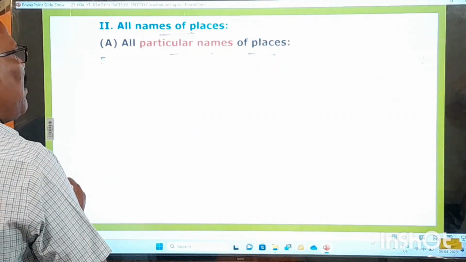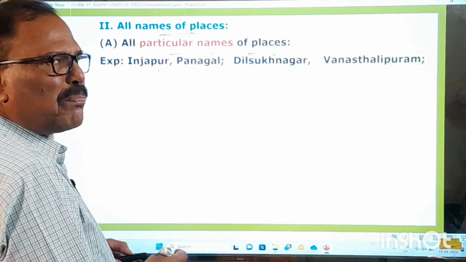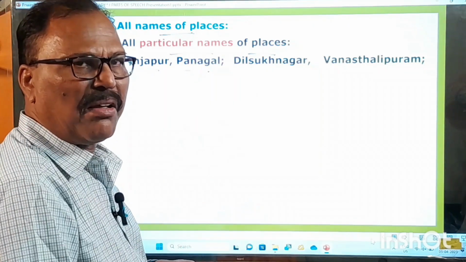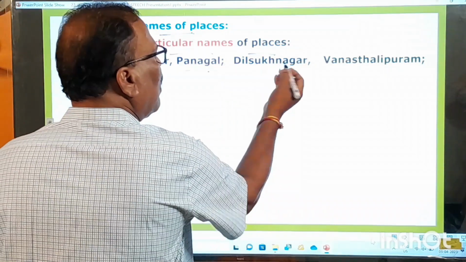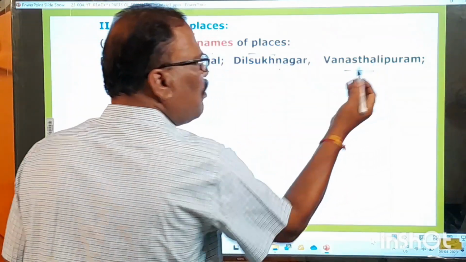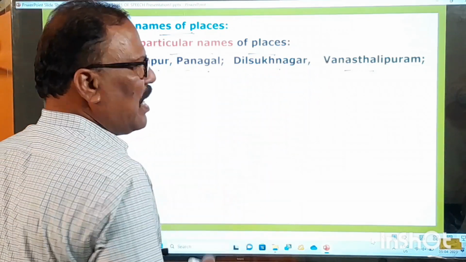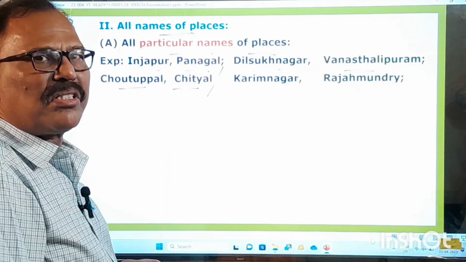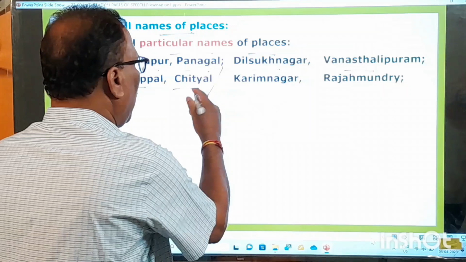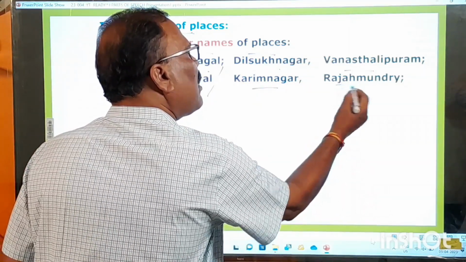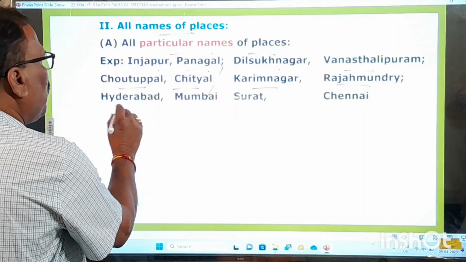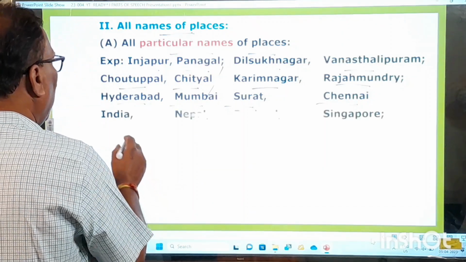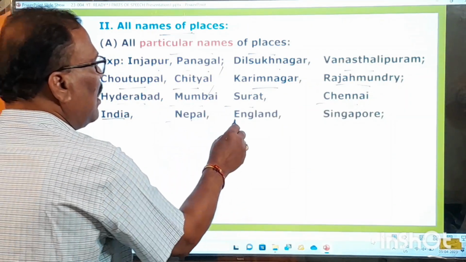What are the particular names of places? You see, Injapur is a small village near Hyderabad. Panagal is a small village near Nalgonda, my native district. Dilsukhnagar and Vanasthalipuram are two streets in Hyderabad. Chautupal and Chityal are two small towns in the Nalgonda region, near Hyderabad. Karimnagar is a big town. Rajamandri is a big town. Hyderabad is a city, Mumbai a city, Surat a city, Chennai a city. India is a country, Nepal is a country, England, Singapore.